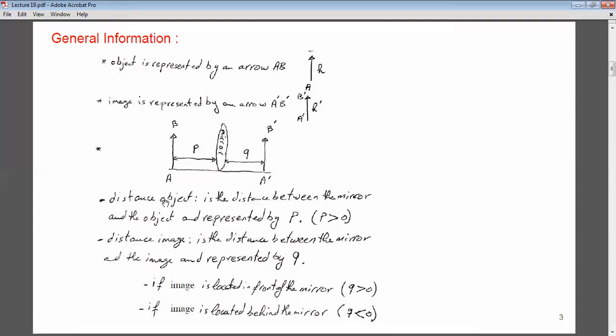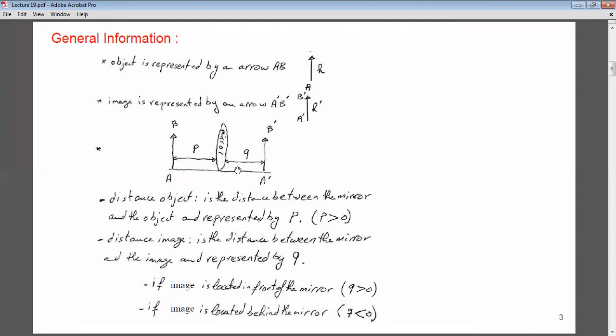The distance object P is the distance between the mirror and the object. So when we say the distance object, it is the distance between the mirror and the object, and we represent it by P. P is always positive. That is, the object is in front of the mirror. Now, the distance image is the distance between the mirror and the image, and we represent it by Q.